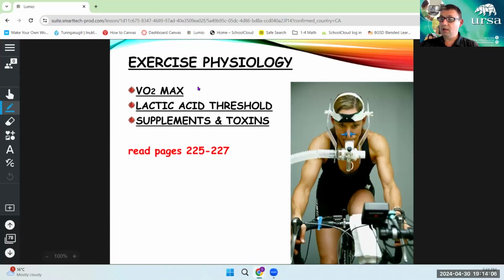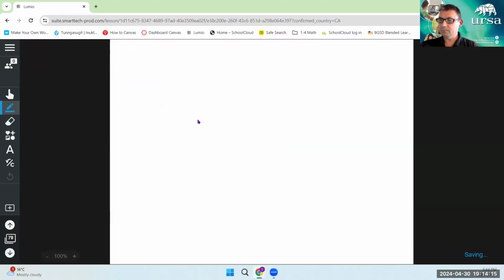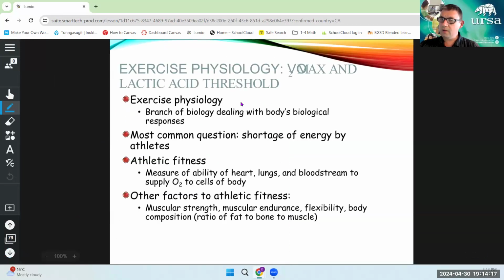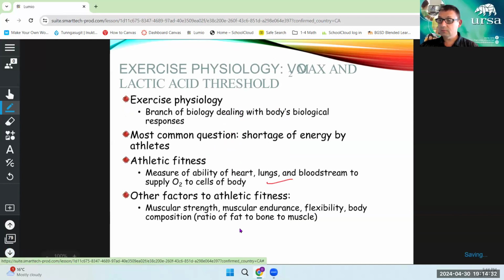Now, in terms of exercise physiology, we see all these things. These are related. You need to take a point of reading through that section of your textbook, pages 225 through 227. So when you have heavy, rigorous exercise, because of the shortage of oxygen, the body will switch over to anaerobic respiration. In fact, it's a good measure of a person's level of fitness. How much can they cope in low oxygen environments? Well, again, there are all kinds of reasons for that.